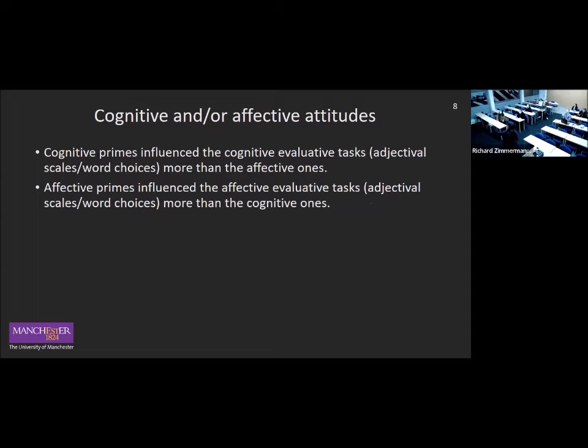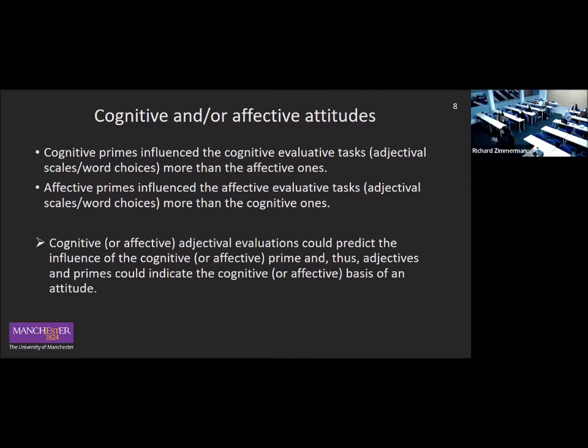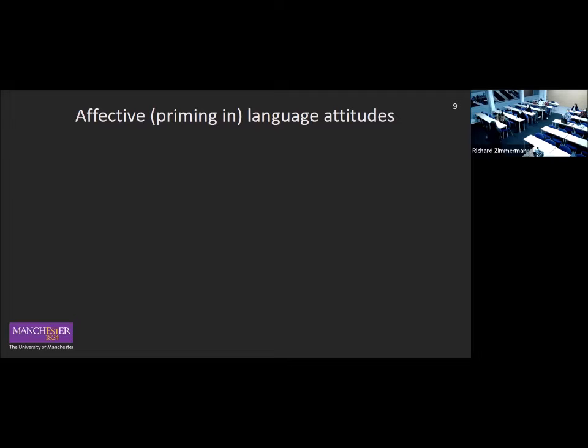They found that the cognitive primes influenced the cognitive evaluative tasks more than the affective ones, and the same went for the affective primes. They influenced the affective tasks more than the cognitive ones. So they concluded that cognitive or affective adjectival evaluations could predict the primes that the participants were exposed to, and thus could predict the basis of the attitude. Because if you remember, the primes were there in order to either condition the attitude or influence it if there was an attitude already existent. So with a combination of primes and adjectives, they could indicate the basis of the attitude towards those objects.